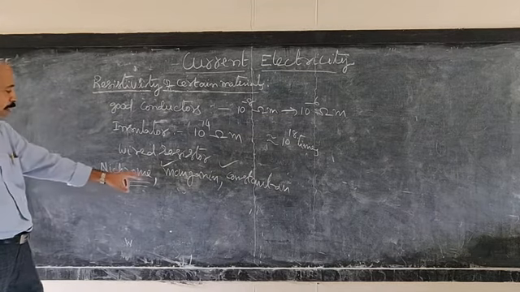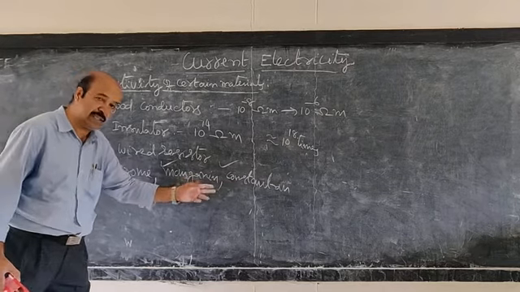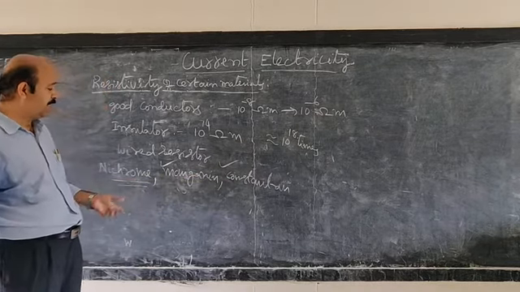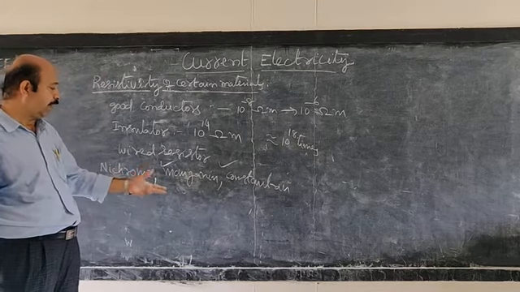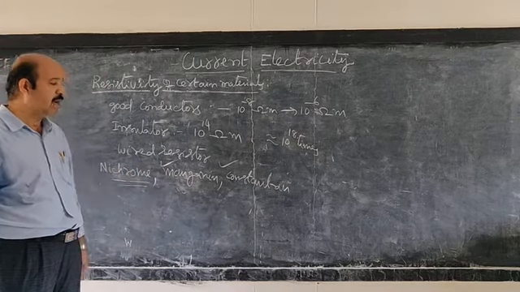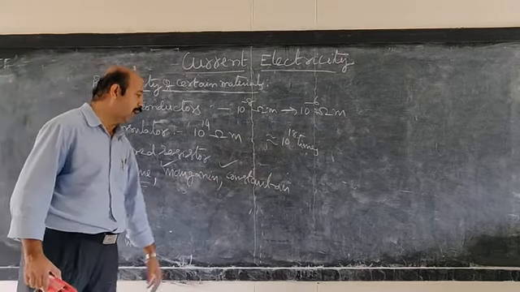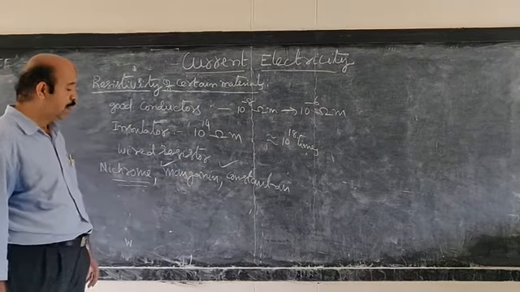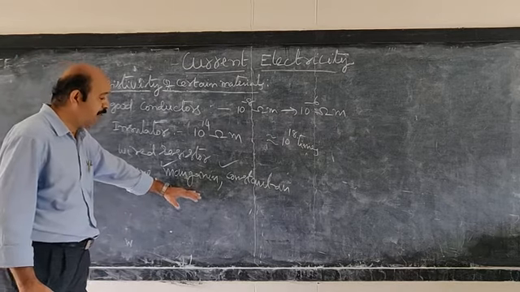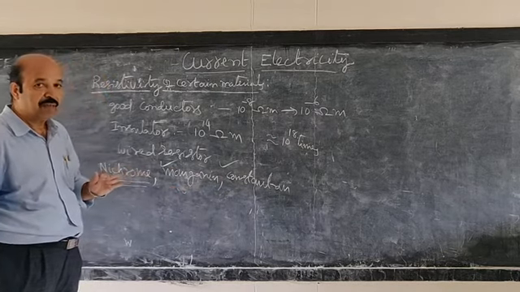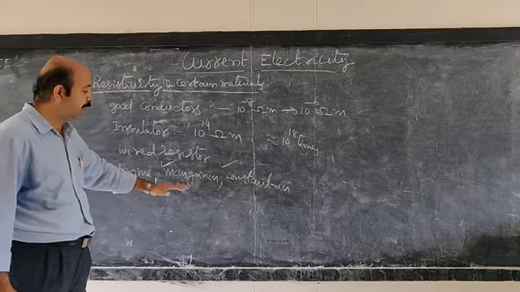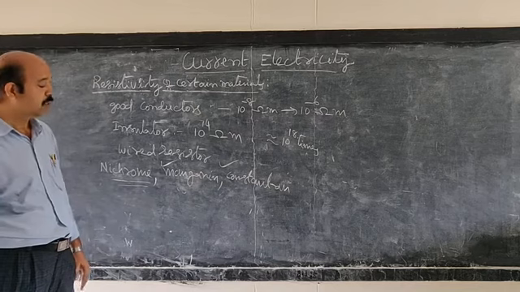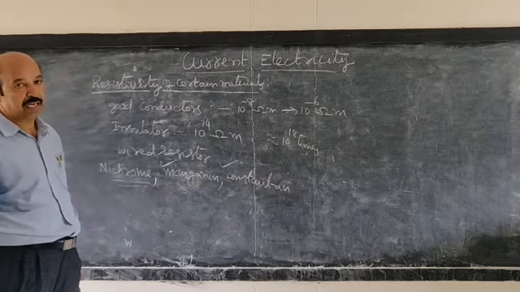Manganin and constantan are also alloys. Manganin is made of manganese, nickel and copper. Constantan is a nickel and copper alloy. They have standard resistance because with changing temperature, the resistance values or resistivity values don't change much. Therefore, they are used for making standard resistors.